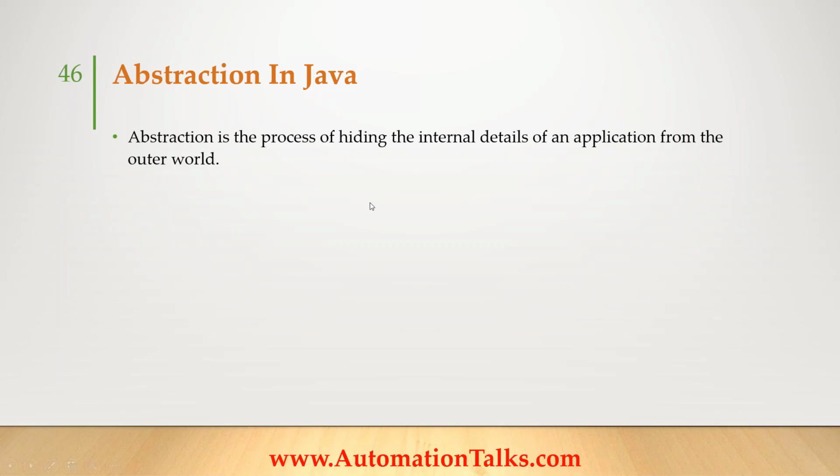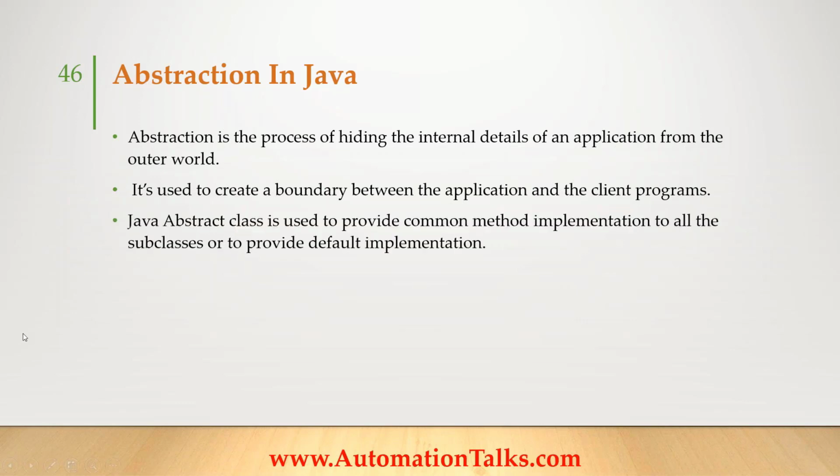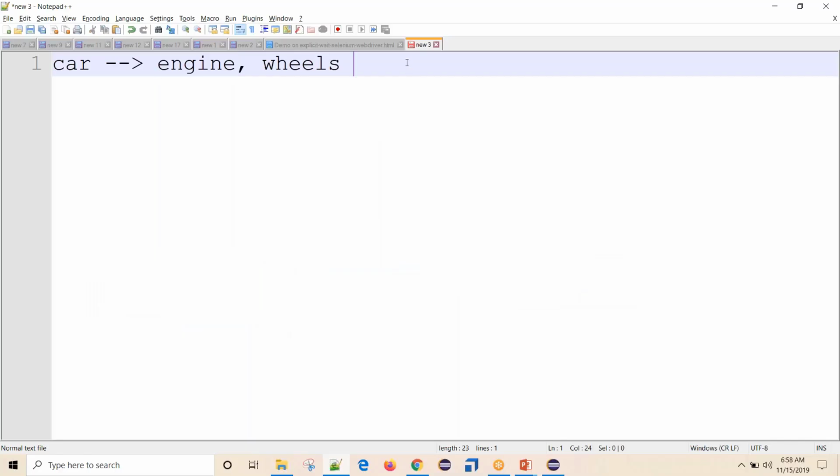I'll demonstrate this exactly. What does this mean, and why is it used? It is used to create the boundary between your application and the client program. A Java abstract class is used to provide the common methods implementation to all subclasses, or to provide the default implementation. Let us take one more example.